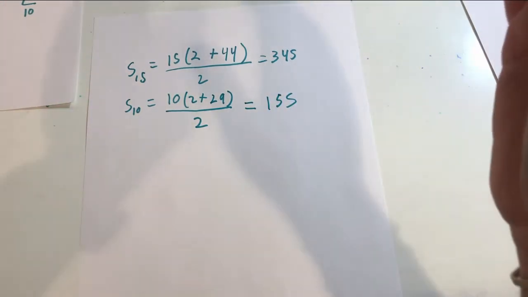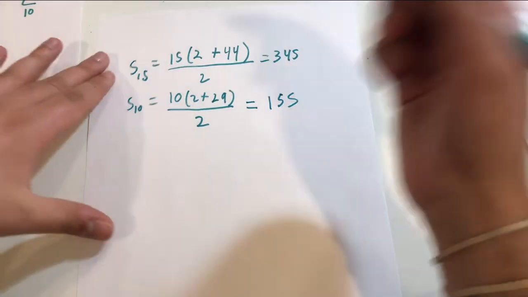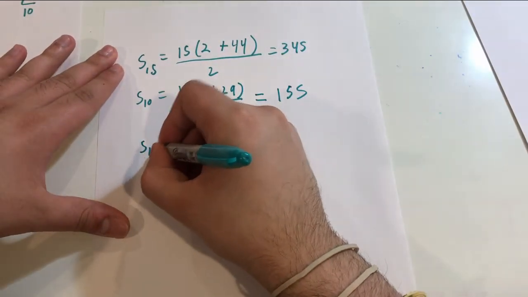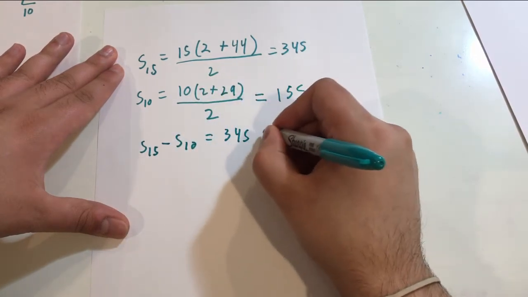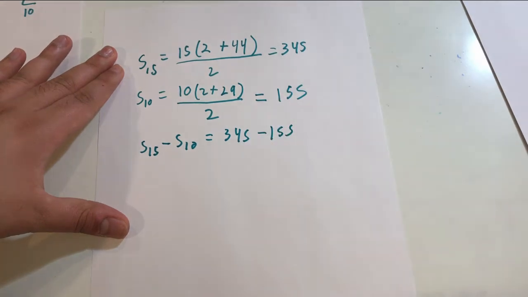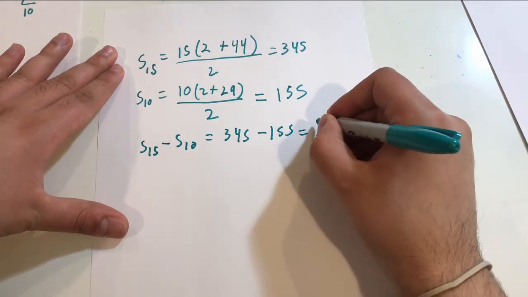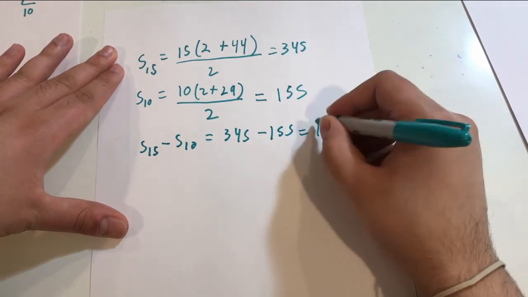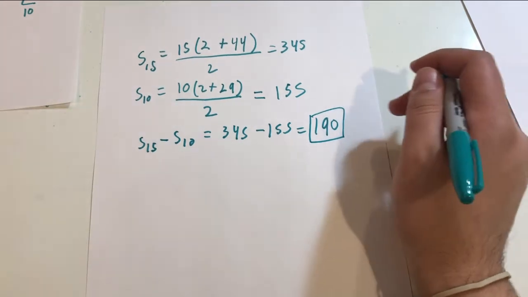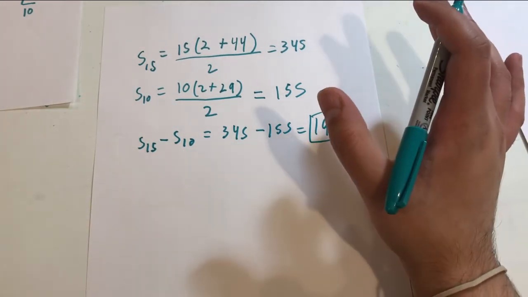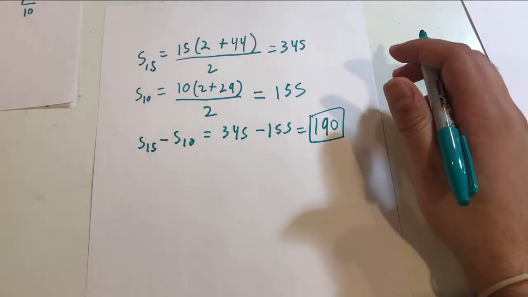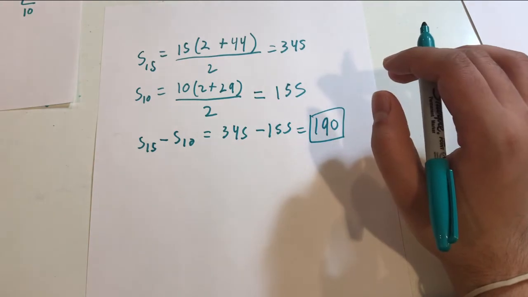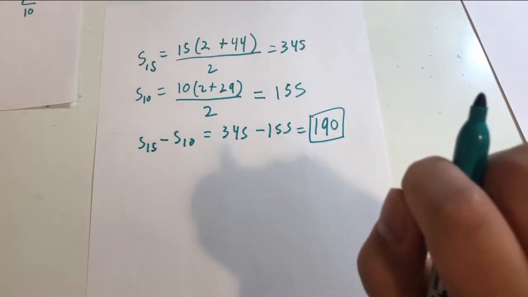So how do we get the sum of the 10th to 15th term? Well, that'd be the sum of the first 15 minus the sum of the first 10, which is equal to 345 minus 155. And that is 190. That would be the answer to that. Okay, that one's a bit complicated, understandable. If there are any questions, you can obviously leave stuff down in the comments, but hopefully that made sense. All right, let's look at the next example.